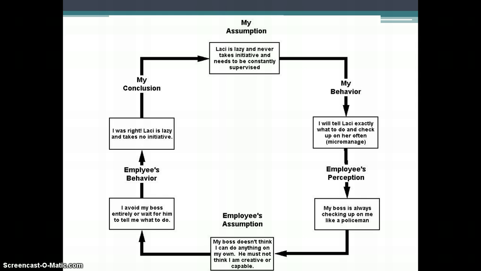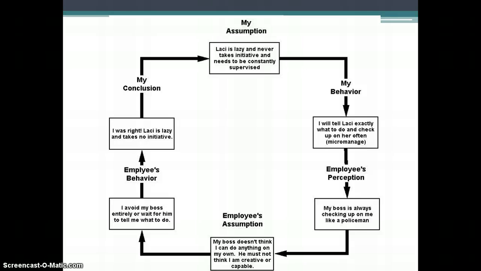So the boss is assuming that this worker, Lacey, is lazy, never takes initiative, and then the supervisor's behavior says, I'm going to check up on her constantly because I don't think she can handle working on her own. And then Lacey's perception is going to be, my boss is always checking up on me. So Lacey is going to assume he doesn't think I can do anything. He must not think I'm capable. So then Lacey's going to avoid the boss and wait for him to tell her what to do. And then the boss is going to see he's right. Lacey doesn't show any initiative. So in other words, he's just collecting evidence that supports his case.